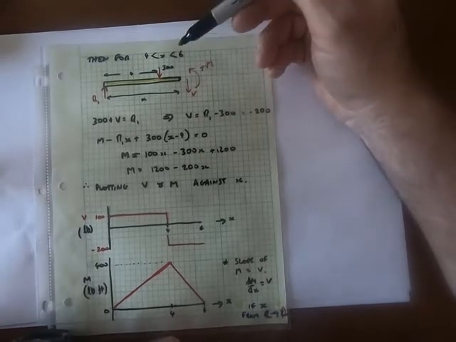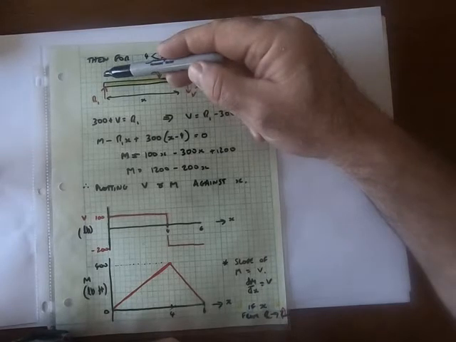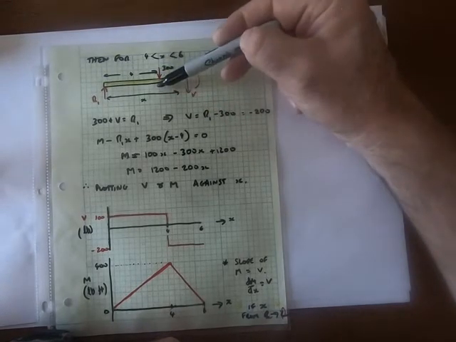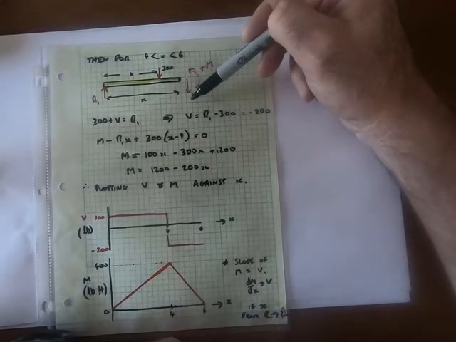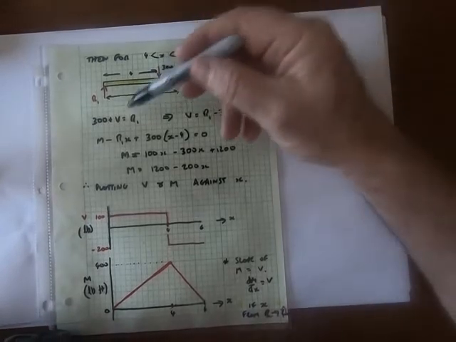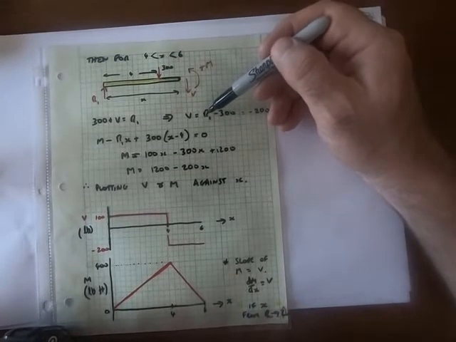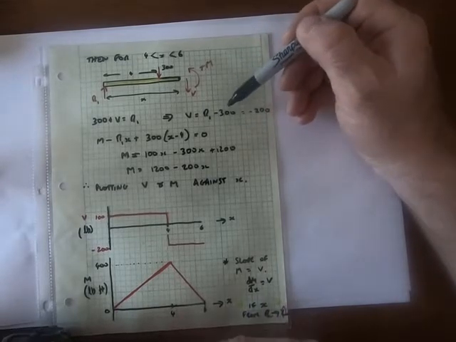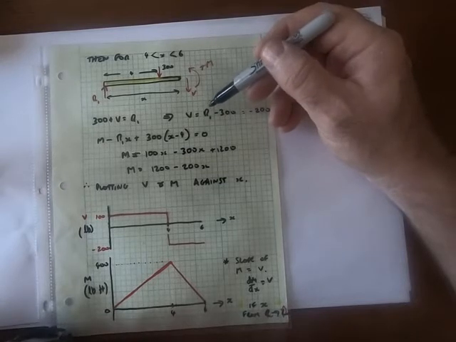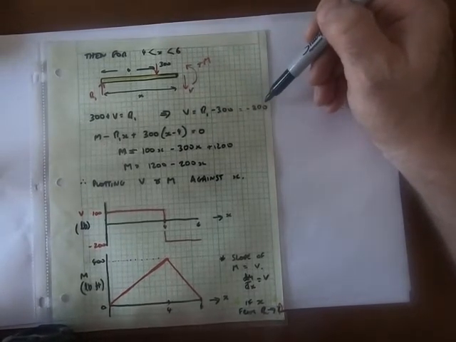So resolving vertically, I have acting upwards, R1 is the only thing, and that R1 is going to be equal to the 300 acting down plus the V acting down. So 300 plus V equals R1, which implies that my shear force V equals R1 minus 300. And we already know that R1 is 100. We solved for that already. So therefore my shear force is minus 200.